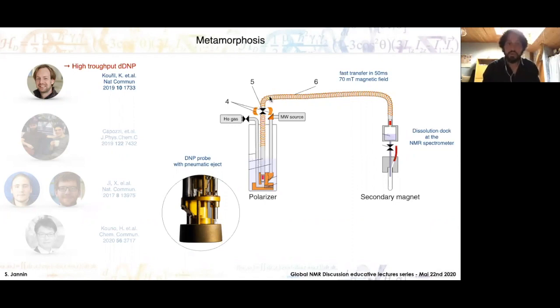Of course, during the transfer, if you don't want to lose the polarization, you have to go very, very fast. They actually go within a few tens of milliseconds, I think well below 50 milliseconds. And they sustain a field which is pretty high, 70 millitesla, to avoid both paramagnetic relaxation and also something called nuclear thermomixing.